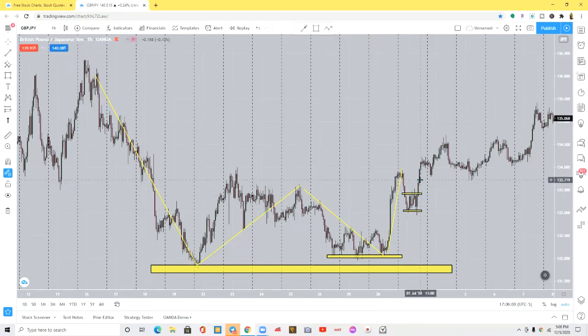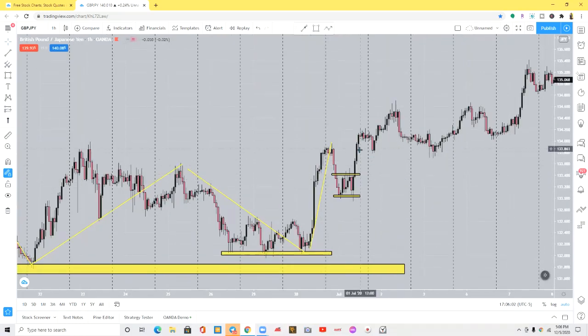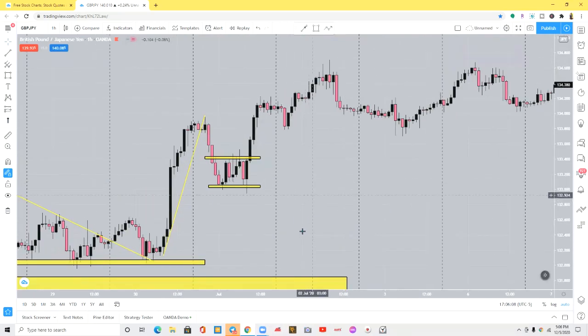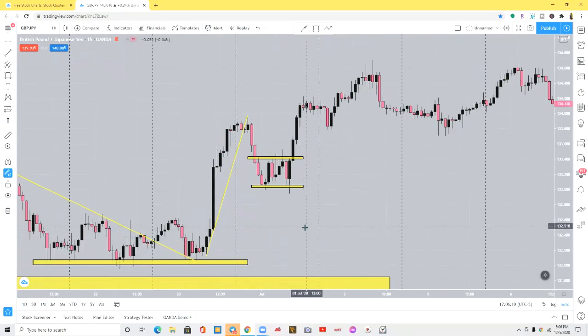And this, if you would have caught it off this candle right here, that's almost 50 pips. That's 48 pips right there. That's beautiful. But how would you be able to catch that though? That's my thing. I just said it.